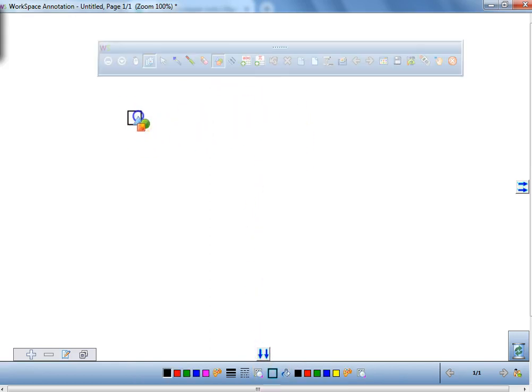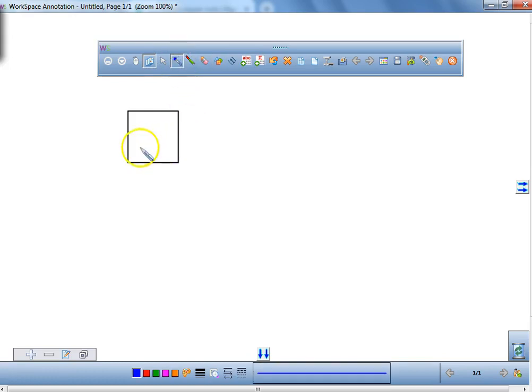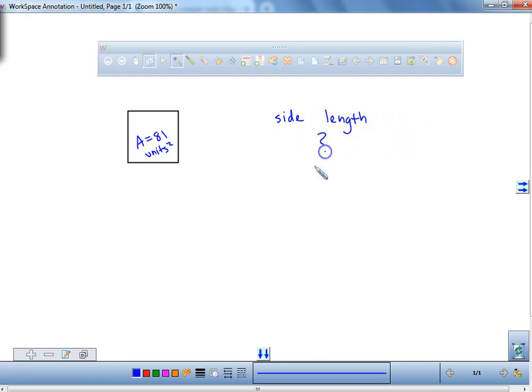I'm going to draw squares. Okay. And I am going to give you the area of that square. I'm going to say the area of this square is 81 units squared. And I'm trying to figure out what would the side length be? What is the side length?